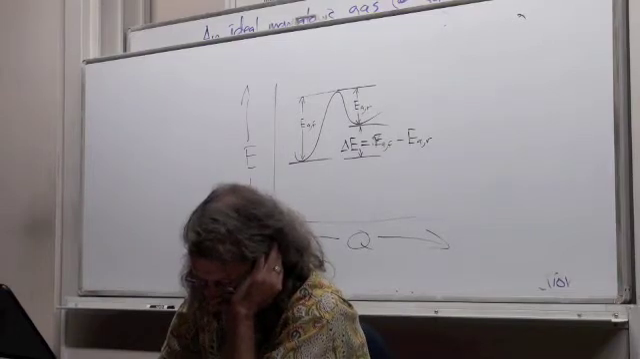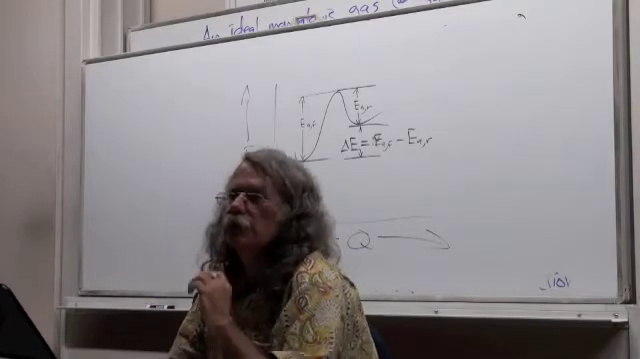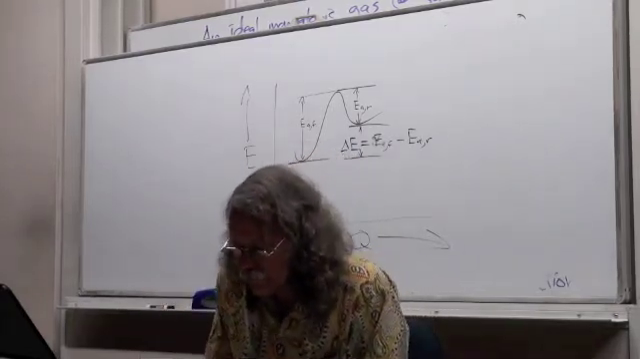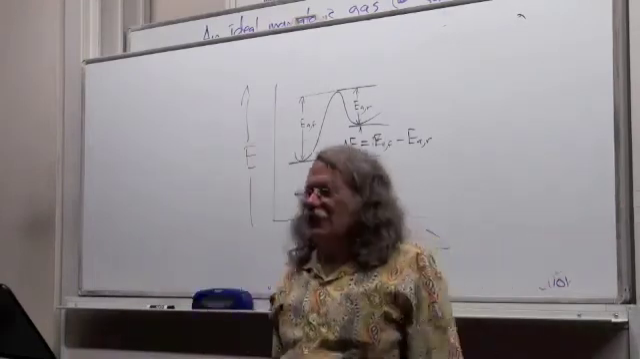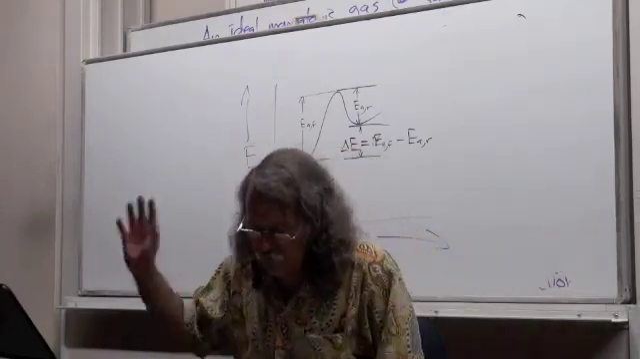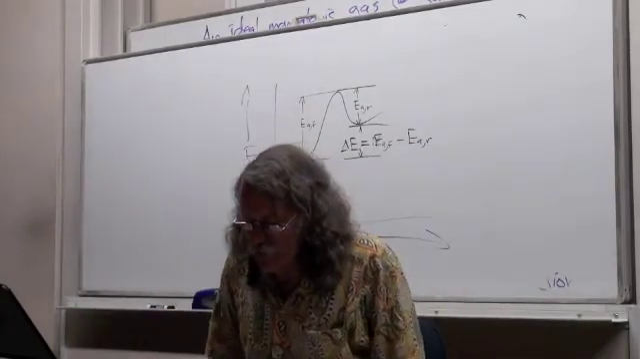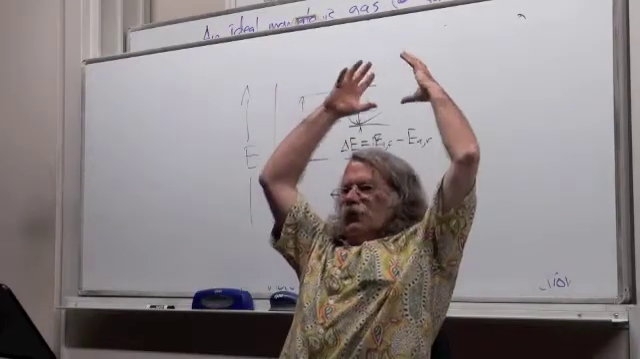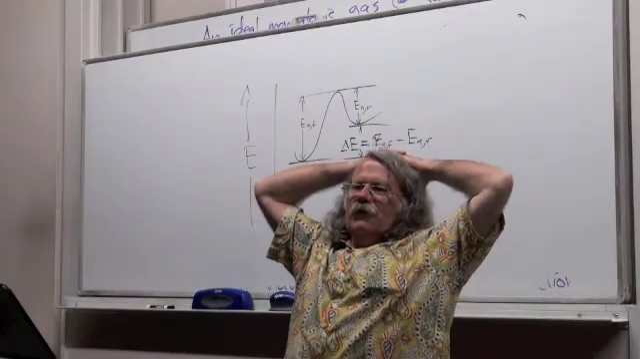Okay, C. At equilibrium, the rate of the forward reaction is equal to the rate of the reverse reaction. That is absolutely true. And D, is that the last one? And last but not least, we need a drum roll. At equilibrium, delta G is equal to 0. Is that true? Yes.